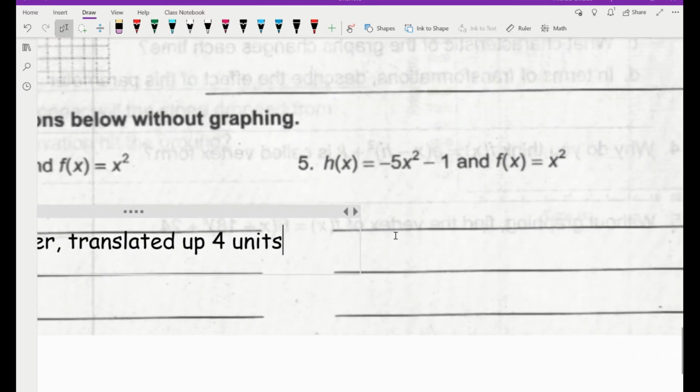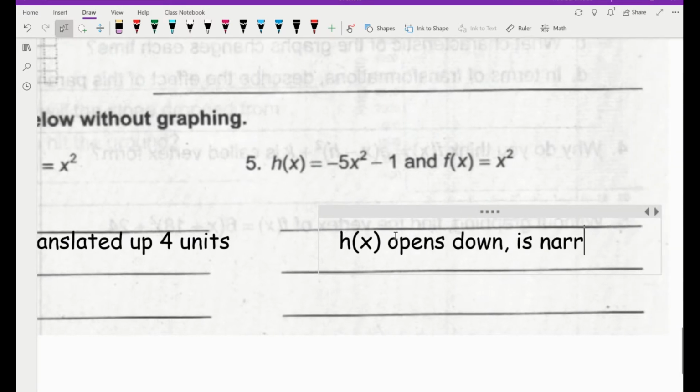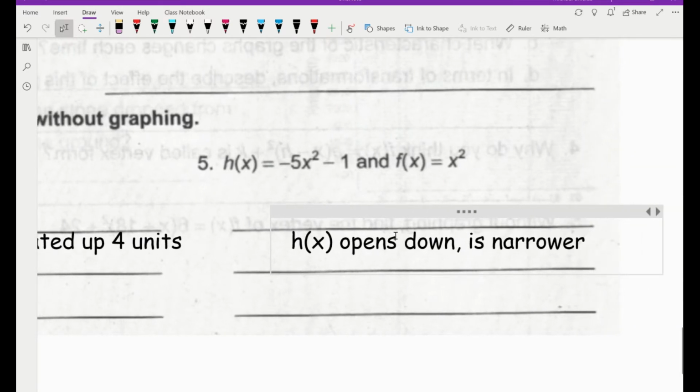Now again, we're looking at h of x here compared to f of x. It's a negative. So what do we know about h of x? Is it opening up or opening down? You can say h of x opens down. Is it wider or is it narrower than f of x? H of x is narrower because 5 is greater than 1. The negative sign just tells us it's opening down instead of opening up.